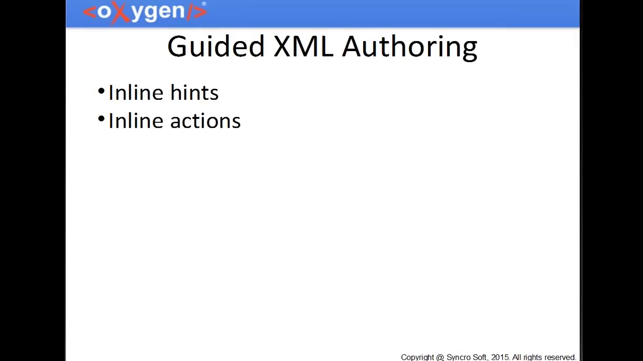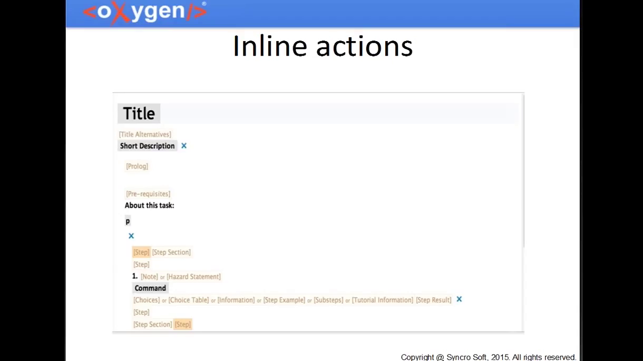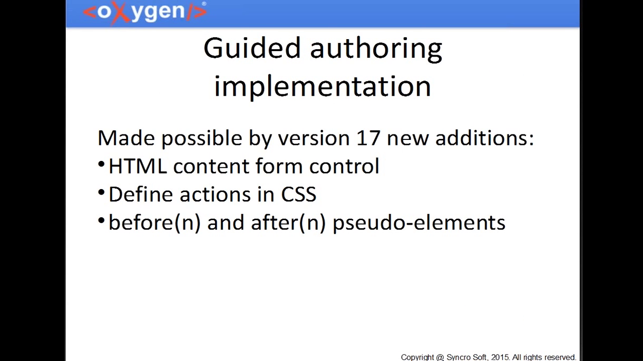The idea here is not to let the author make a mistake and offer quick fixes, but instead help him stay on the right track by inline hints and inline actions in the author mode. So he will see hints and get an idea what it should do in a particular element. It could get some actions to help him insert content. And again, it's all made possible with the version 17 new additions.